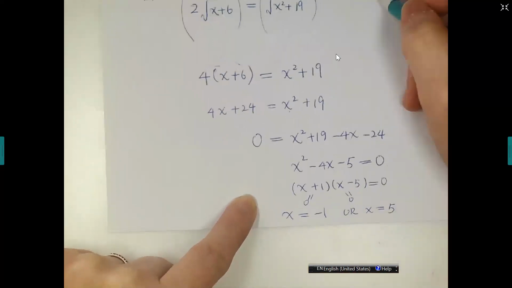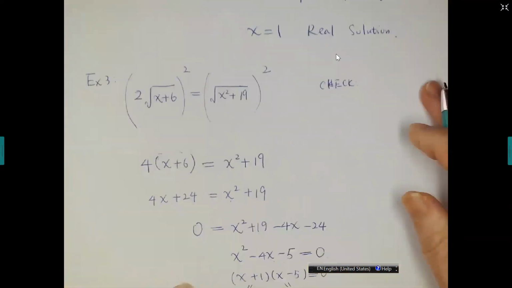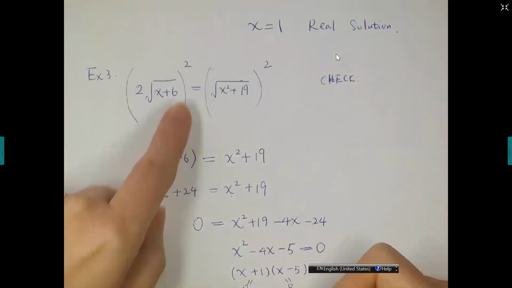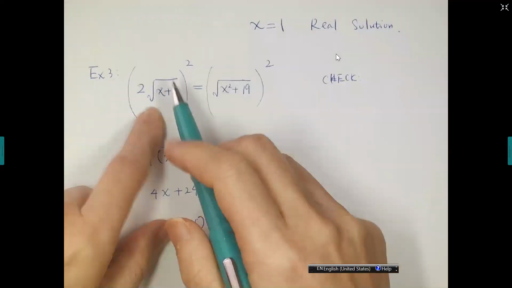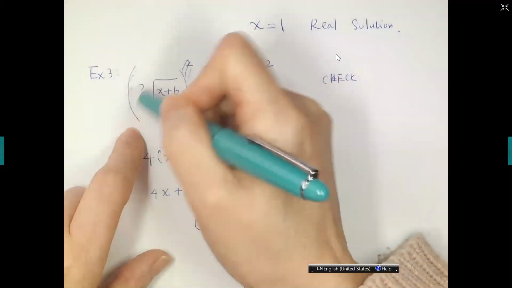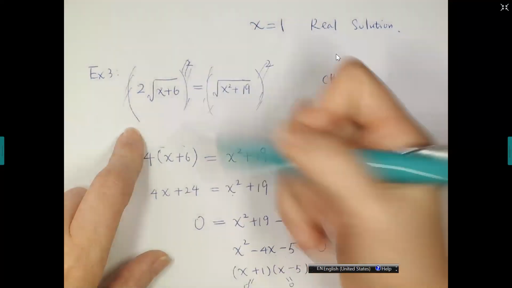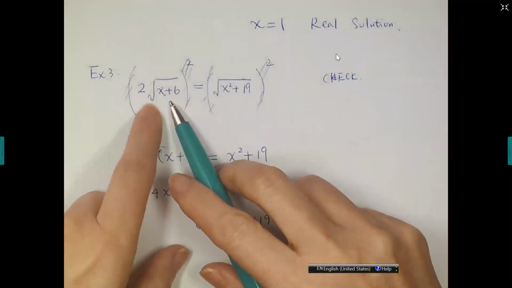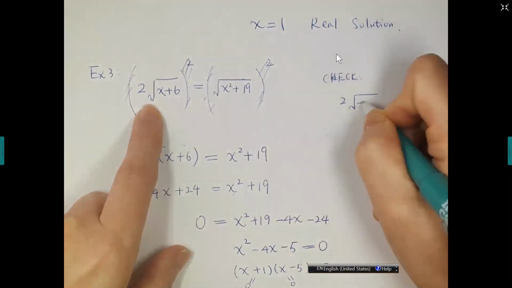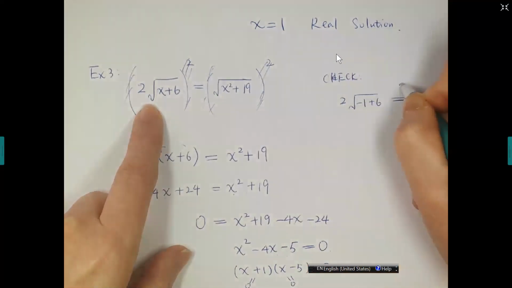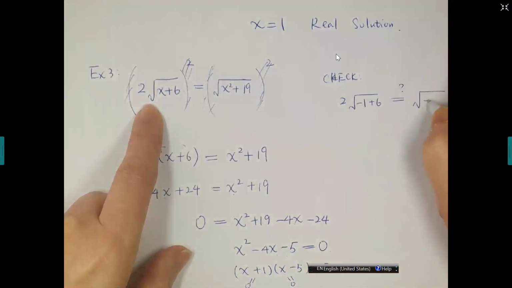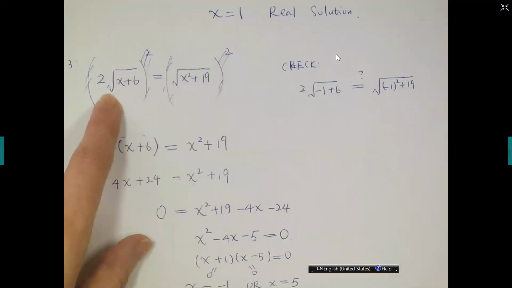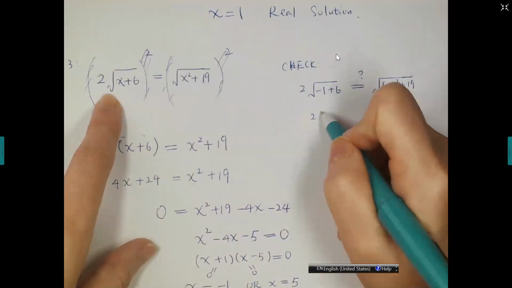Then what we do, go back here, we have to check the solution. So check x equals -1. Plug -1 into the original equation. This original equation does not have the square here. Now I plug this back here. I get 2 times the square root of -1 plus 6, and this is equal to the square root of -1 squared plus 19. Then we simplify, that equals 2 radical 5.